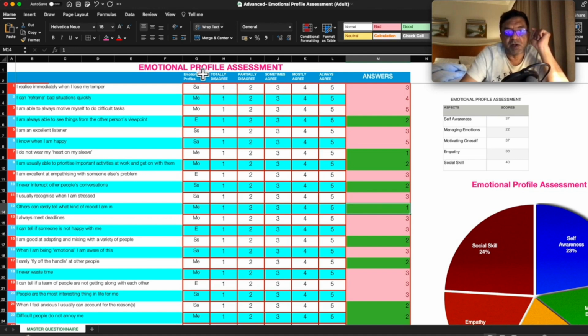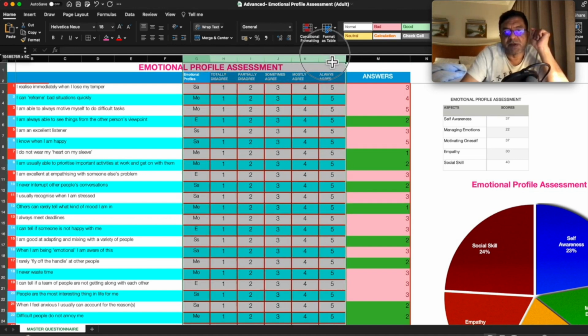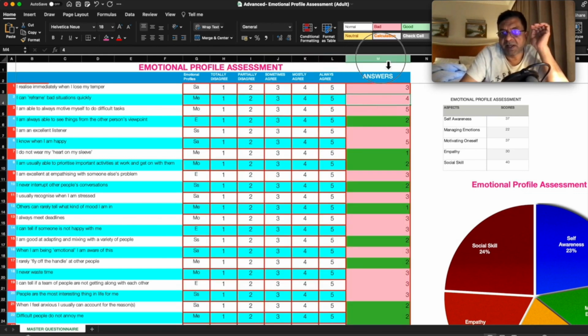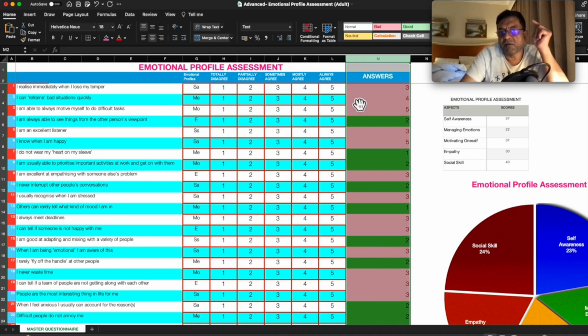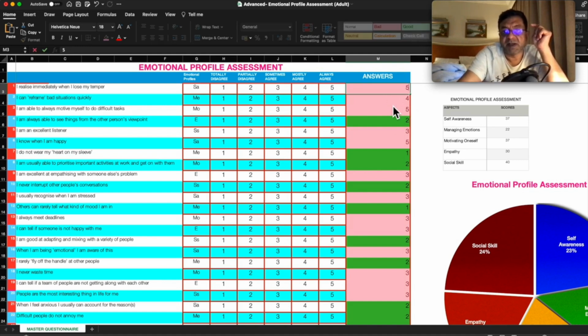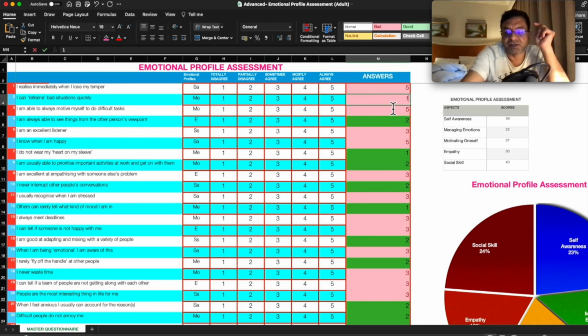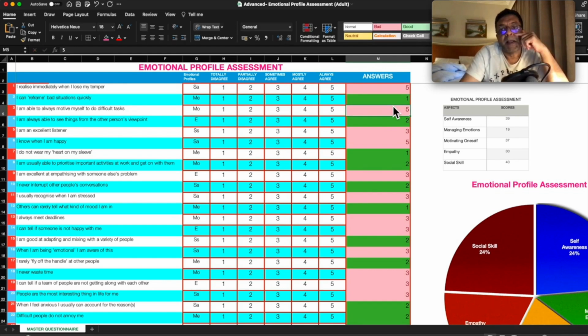So if you see these columns, these first 4-5 columns which I've highlighted, you don't have to do anything about it. You just have to, as usual, type your answers from 1 to 5 on a ranking of 1 to 5. Where do you stand? And you type in 1 to 5 over here. Let's say I change this to 5, it changes somewhere. If I change this to 1, it becomes something else, right?